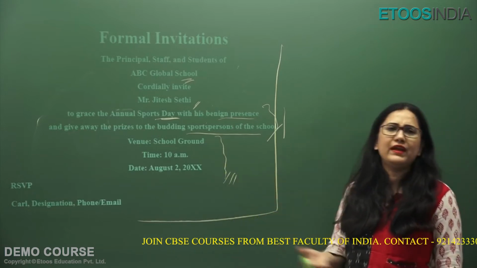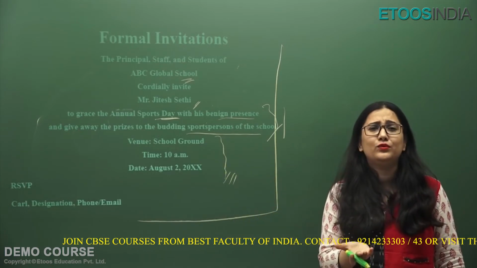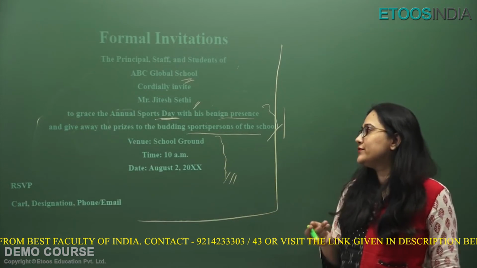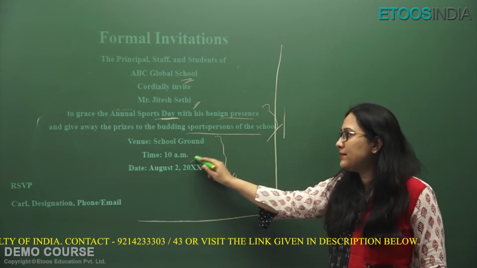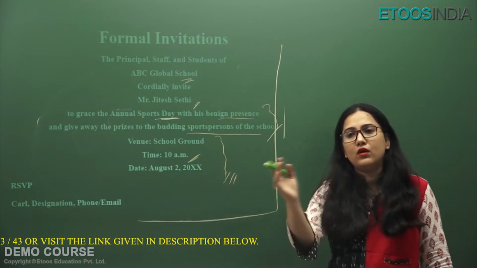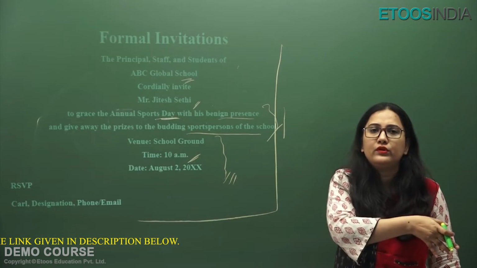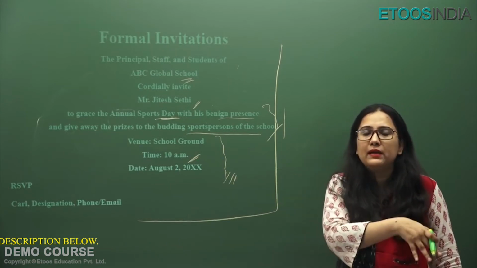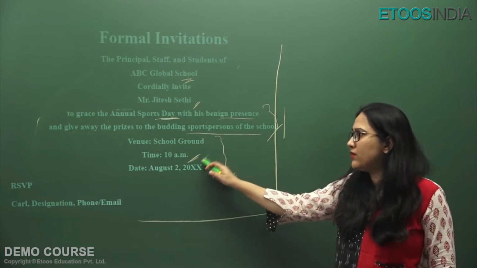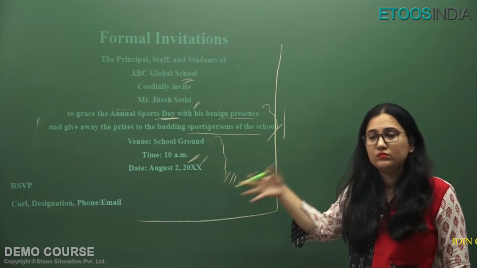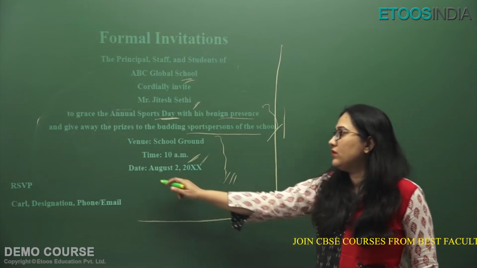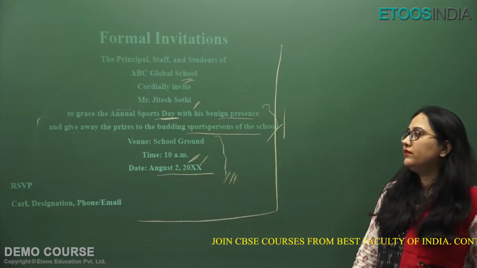Quite naturally you would think that the venue would be the school ground, since it's the sports day after all. And the reporting time is also given. You could have chosen to give a time range, like 10 AM to 2 PM, something like that. That is totally up to you, because this detail was not given. You can use your own basic sense and write anything. And the date of the event is also given.